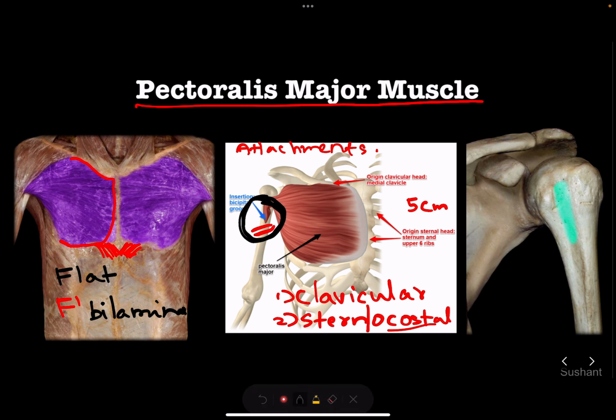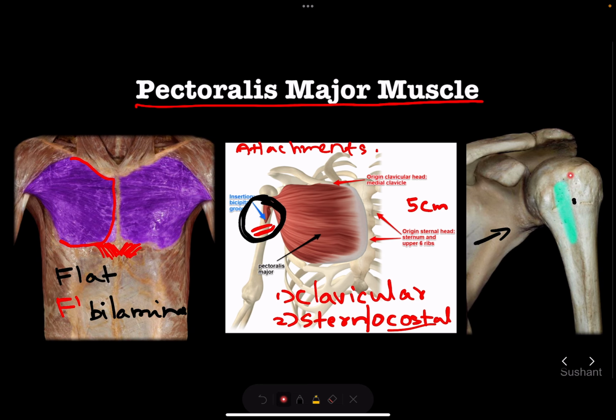So in this picture, we can see the intertubercular sulcus. This is the upper end of the humerus, right? Upper end of the humerus. So you can see this is the head of the humerus that is articulating with the glenoid cavity of the scapula to form the shoulder joint. So this is the shoulder joint. Here is the lateral end of the clavicle, the acromion process. This is the coracoid process.